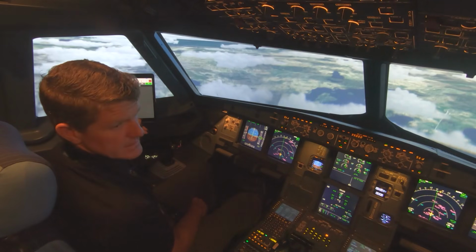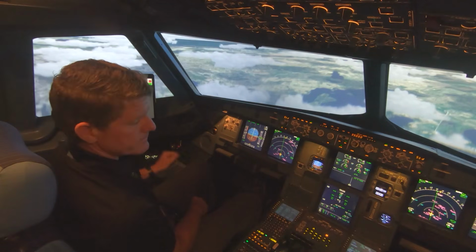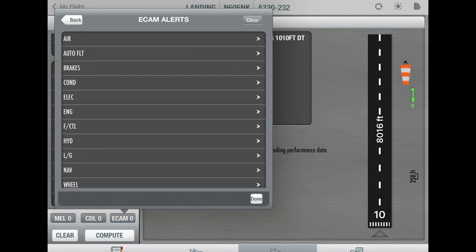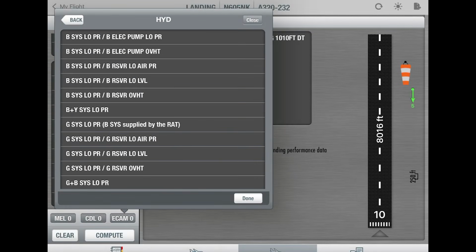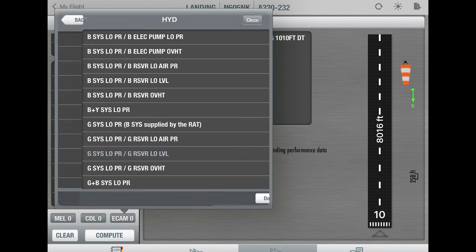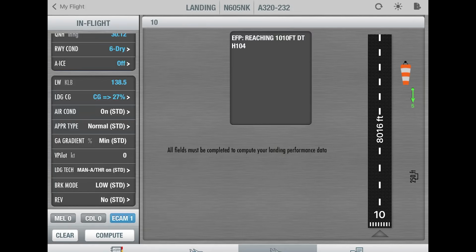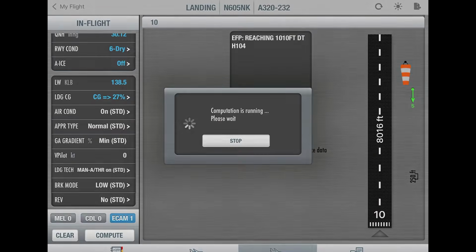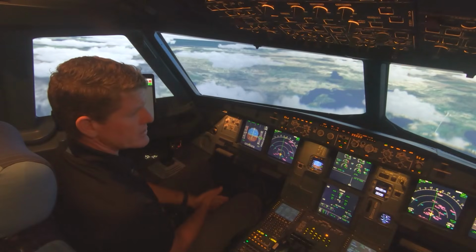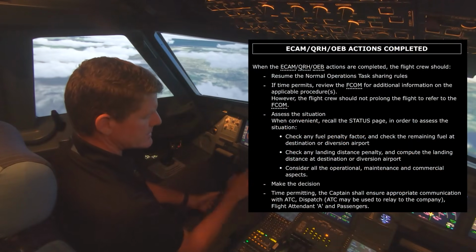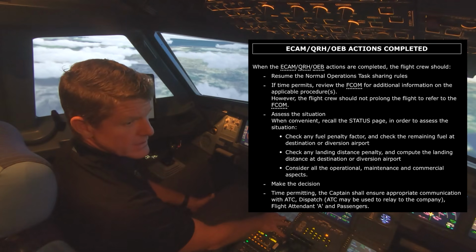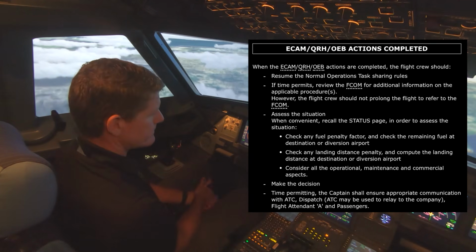Landing distance penalties. We'll run FlySmart. The landing distance procedure apply message means you should enter the green system failure within your FlySmart landing distance calculation as displayed here. Remember to obtain your VREF from FlySmart and not the FMGC. Sounds good. And operational, maintenance, and commercial aspects, I'll check with dispatch to see where they would like this jet.